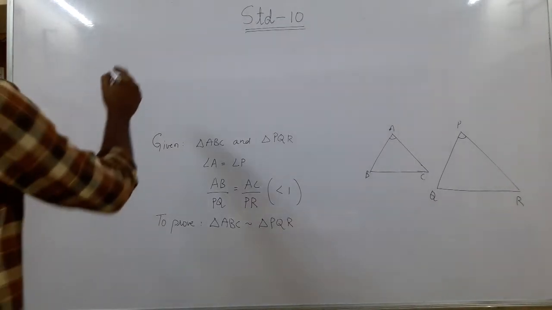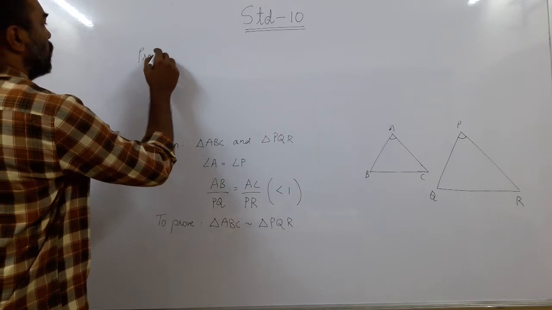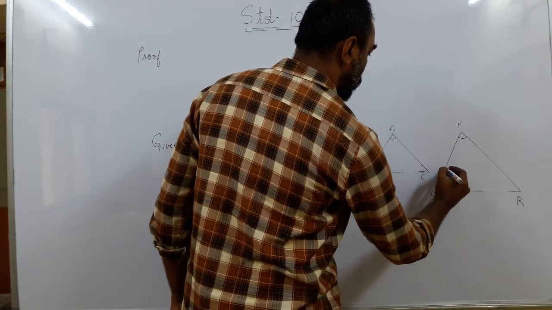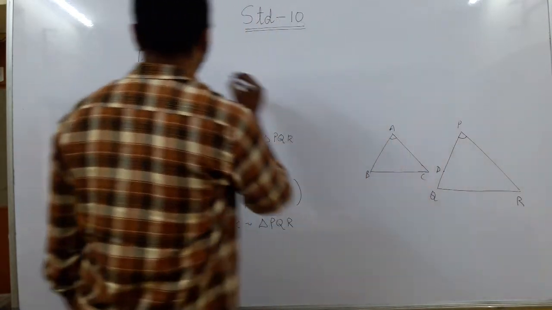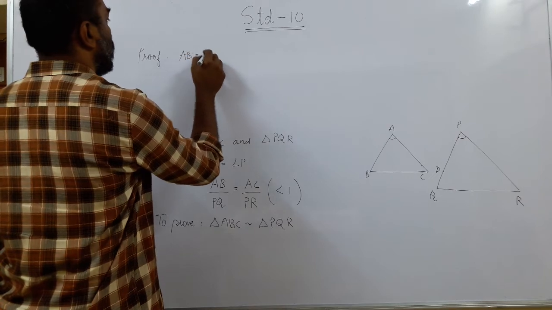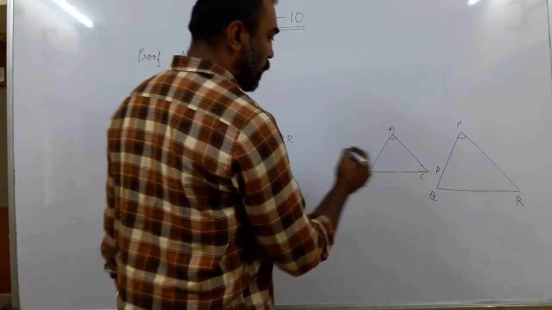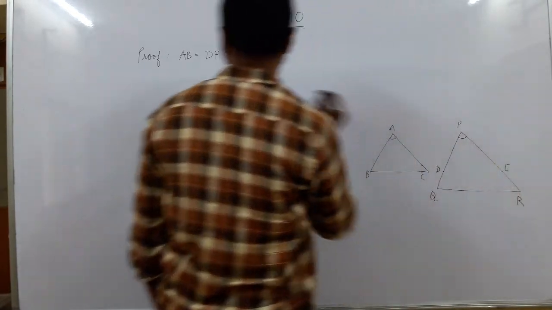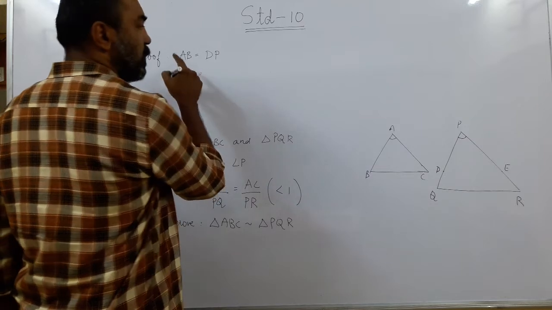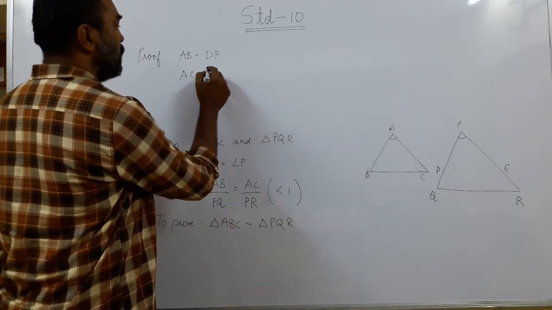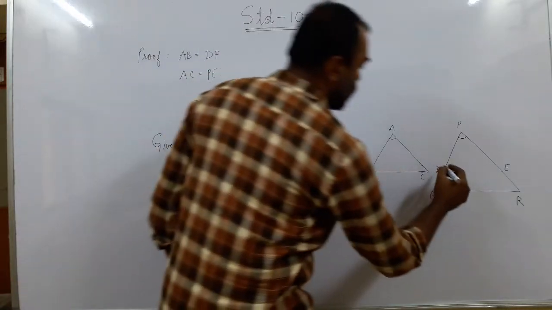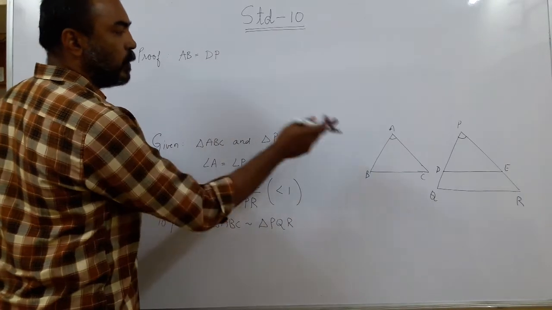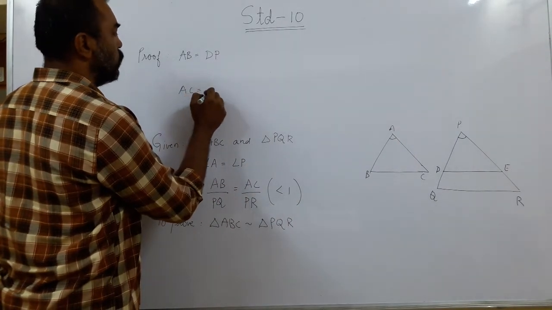For the proof, again, what will I do? For the proof, I will draw. I'm not writing, we have to draw. What? Draw point D such that AB equal to DP. So draw the point D such that AB equal to DP. And draw the point E such that AC equal to PE. So we have to draw it in such a way that AB equals DP and AC equals PE. Now join DE.